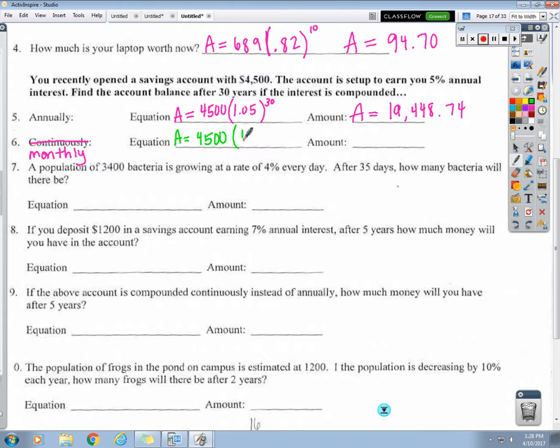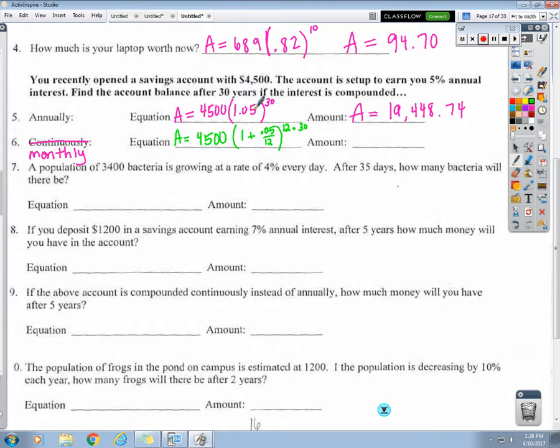So it'll be 1 plus the rate, which is 0.05, over the number of times it's compounded, which is 12, and then raised to the N, which is 12, number of times compounded, times T, which is 30. Okay, so the only difference between the two is since this one's compounded monthly, that's 12 times. So you have to divide the rate by 12, and you have to multiply the years by 12. Because it's not just going to be compounded 30 times, it's going to be compounded 30 times 12.